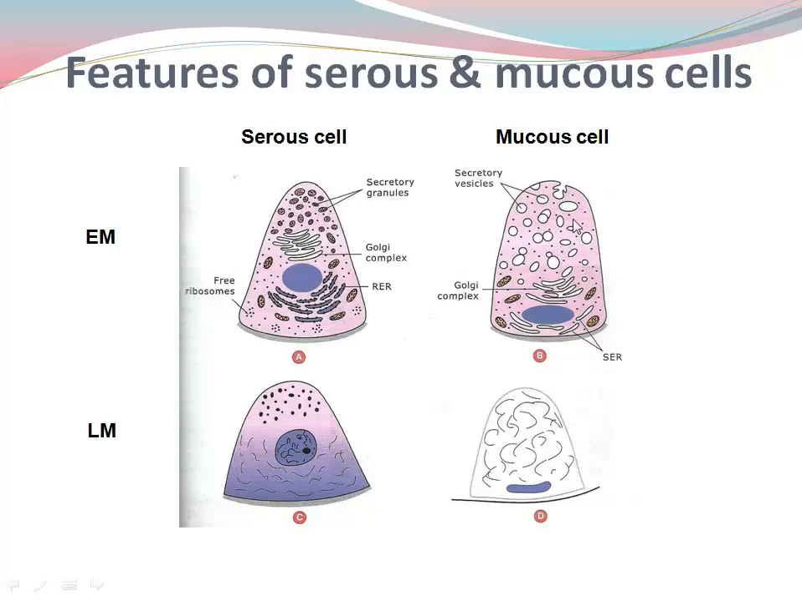Whereas in the case of mucous cells, you will find accumulation of mucus vesicles here, and very few Golgi complexes, endoplasmic reticulum, and some mitochondria. So the organelles of serous producing cells are more functional as compared to the organelles of mucus producing cells.